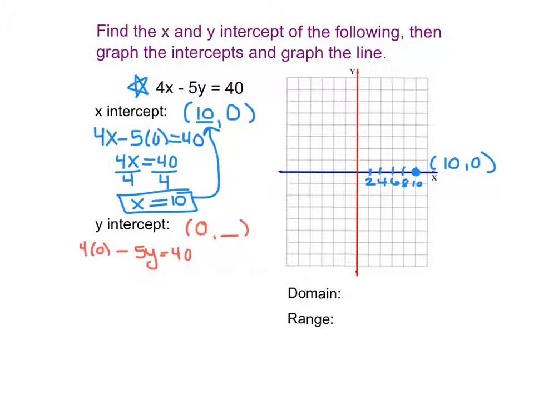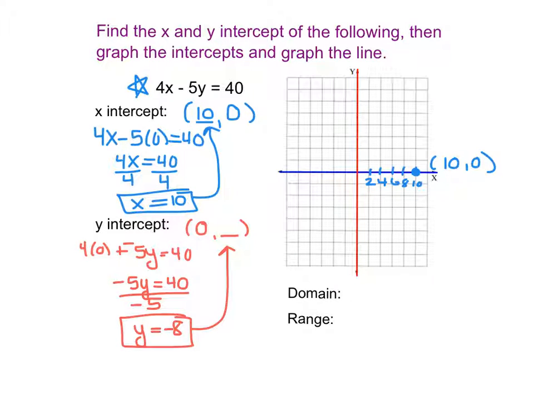Then here I'm going to utilize keep change change to rewrite my subtraction as plus a negative. Now from here I know that 4 times 0 is just 0, so I know I'm really left with negative 5y is equal to 40. Then I need to divide both sides by negative 5, and I find that y is equal to negative 8. So I know that my y-intercept is occurring when x is 0 and y is negative 8.